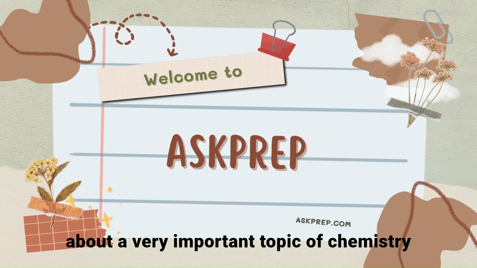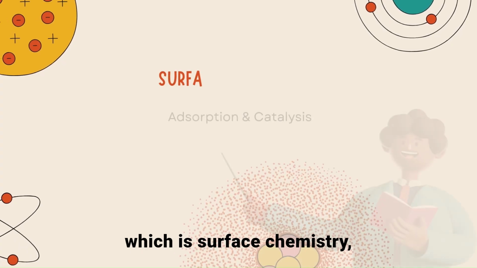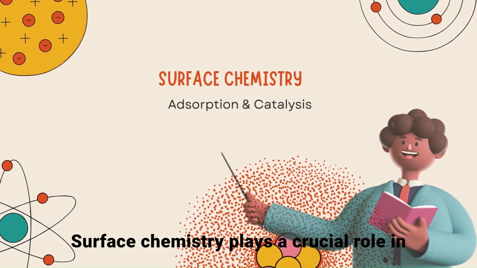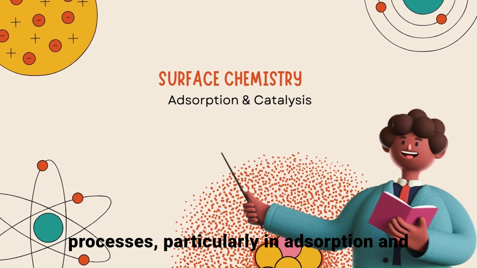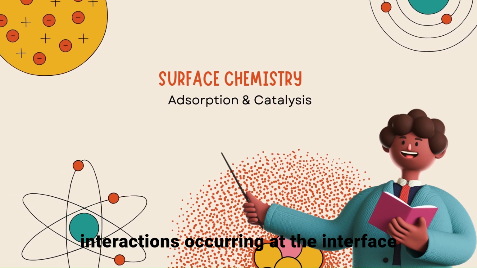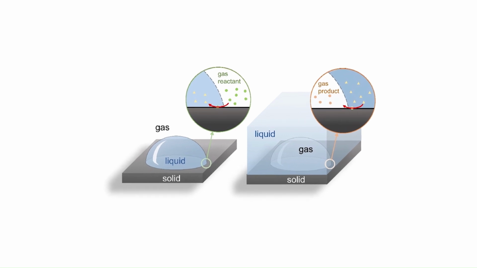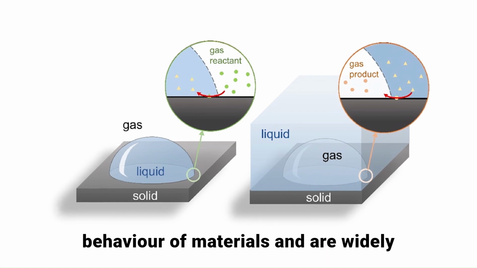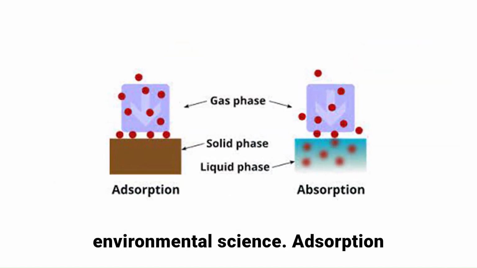Today we will study a very important topic of chemistry, which is surface chemistry, adsorption and catalysis. Surface chemistry plays a crucial role in various chemical and industrial processes, particularly in adsorption and catalysis. It focuses on the interactions occurring at the interface between different phases, such as solid-liquid or solid-gas interfaces. These surface interactions influence the behavior of materials and are widely applied in industries, medicine, and environmental science.